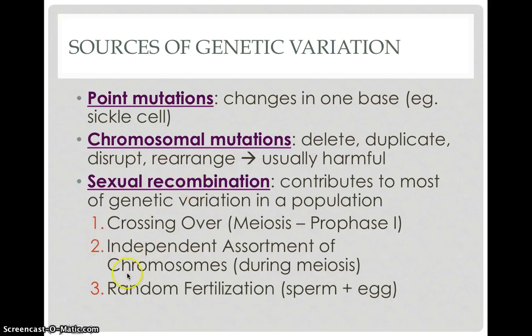The third thing is random fertilization. Again, this is talking about a combination that changes due to the possibilities and opportunities out there. So we have different traits that we can change and exchange between and within the population.